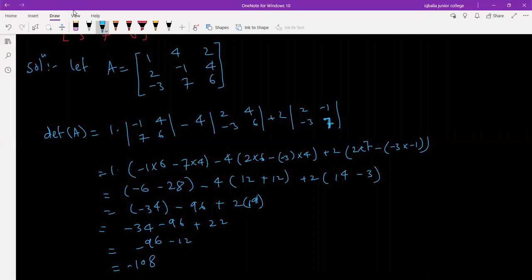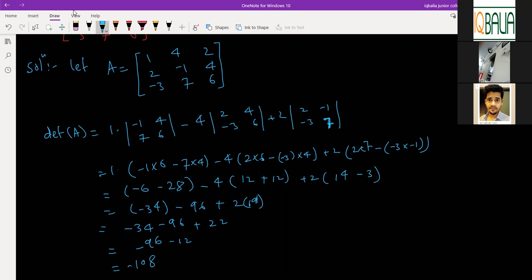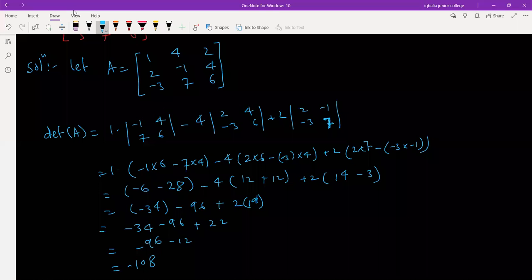How many of them got minus 108? Girls, do you have any doubt in this question? In the fifth question, if you have doubt, okay, 171002 got minus 108. Girls, if you have any doubt in this question, I will repeat again. If not, then we will proceed with our chapter. Now the sixth question.